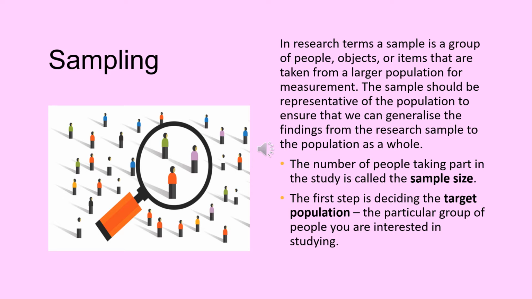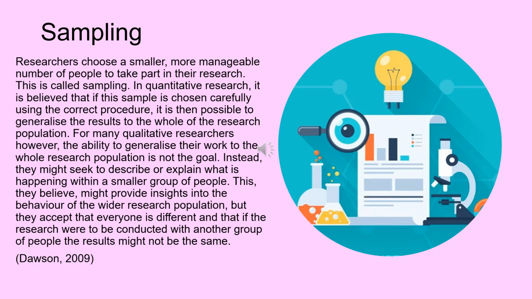The first step is deciding the target population, the particular group of people you are interested in studying. Researchers choose a smaller, more manageable number of people to take part in their research. This is called sampling. In quantitative research, it is believed that if this sample is chosen carefully using the correct procedure, it is then possible to generalize the results to the whole of the research population.